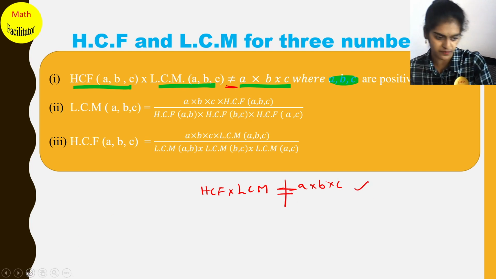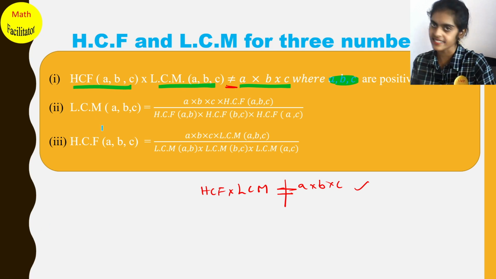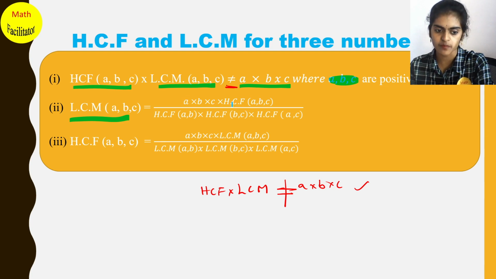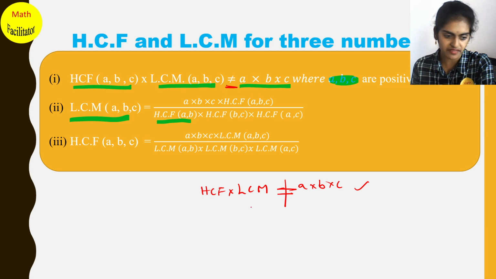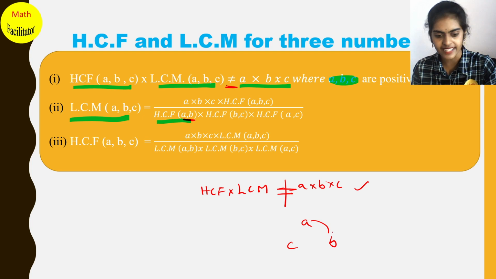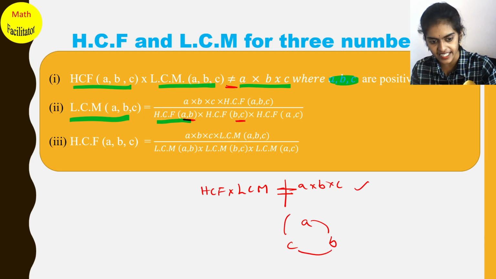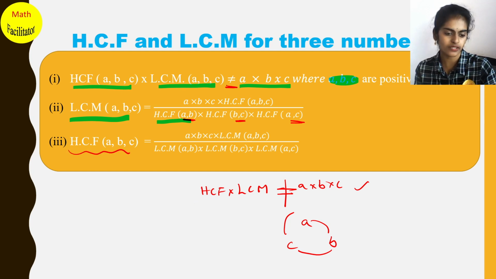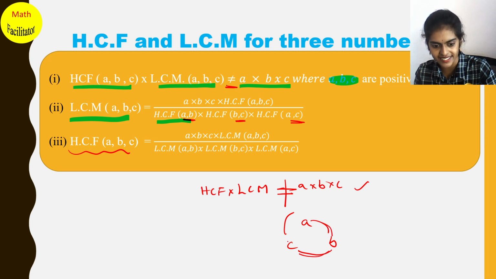So then how will you find it? If you want to find the LCM of three numbers, this is what you do. The product of the three numbers multiplied by the HCF of the three numbers, divided by the HCF of two numbers taken together. Suppose you have three numbers A, B, C. Firstly you take the HCF of AB, then the HCF of BC, then the HCF of AC. Now if you want to find the HCF of the three numbers, you take the product of the three numbers multiplied by the LCM of the three numbers, divided by the LCM of A and B, LCM of B and C, LCM of A and C.